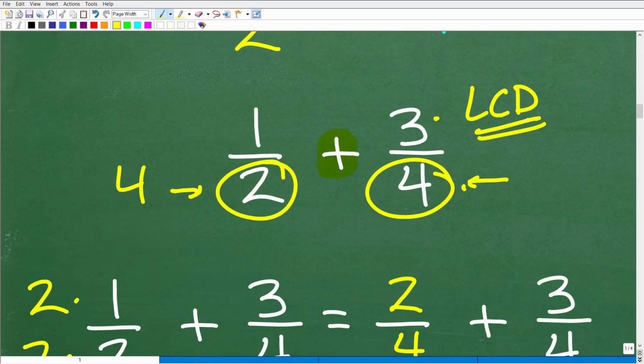Now, if you are already at the point in this problem where you think, I'm really rusty on fractions, I need a lot of review, let me give you a couple quick suggestions. One, I have a ton of videos on fractions on my YouTube channel, so check those out.